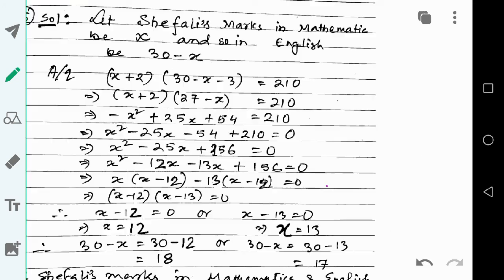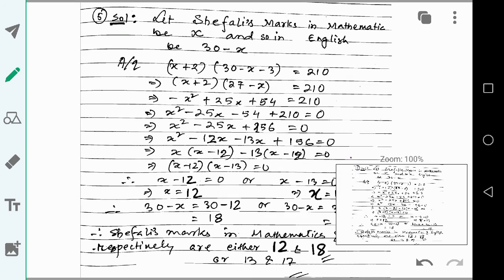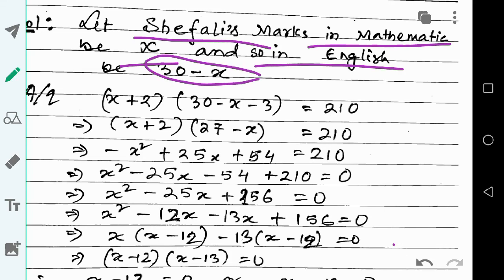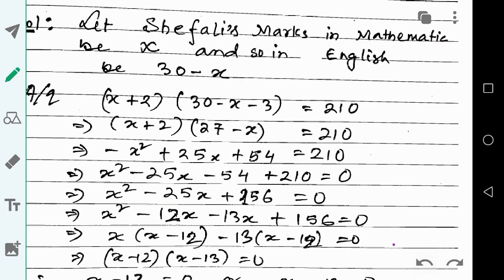Okay, this is the solution of question number 5. I have considered Saifali's marks in mathematics to be x, and so in English she must have got 30 minus x, because the sum of the marks in mathematics and English is 30. So if she gets x marks in mathematics, then she must get 30 minus x in English. So in mathematics x and in English 30 minus x.